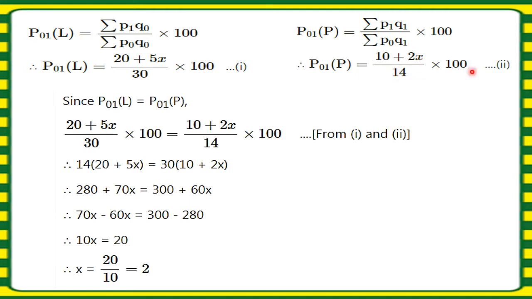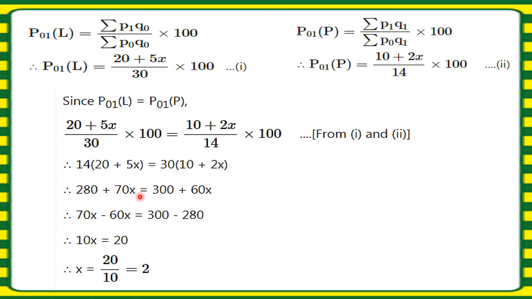And again substituting the values, we will get P01 of P as 10 plus 2x upon 14 into 100, taken as equation number 2. Now by the given condition, P01 of L is equal to P01 of P, and equations 1 and 2 give 20 plus 5x upon 30 into 100 is equal to 10 plus 2x upon 14 into 100. On both sides 100 is the same, so we can cancel it and cross-multiply. That is, 20 plus 5x into 14 is equal to 10 plus 2x into 30. After opening these brackets on both sides, we will get 280 plus 70x is equal to 300 plus 60x.